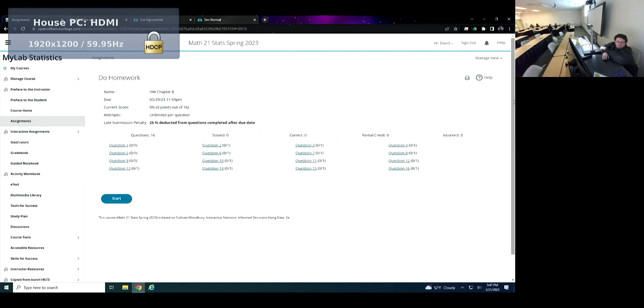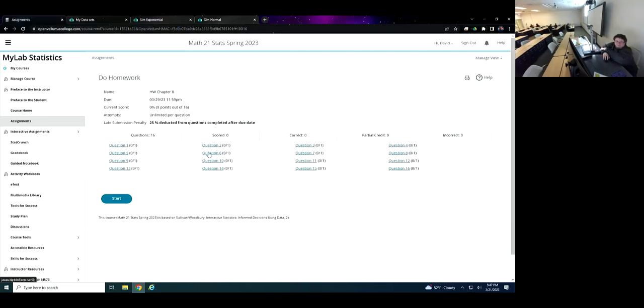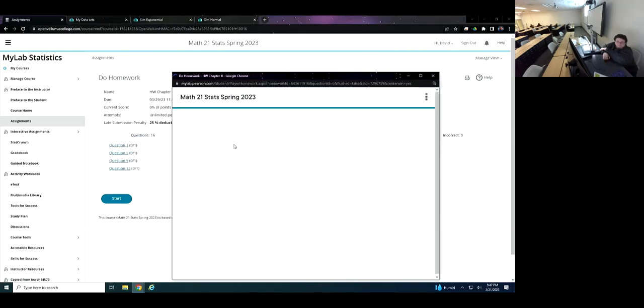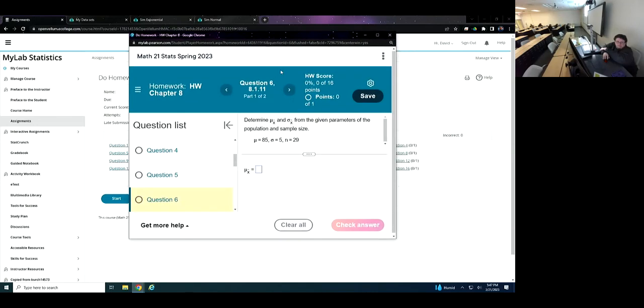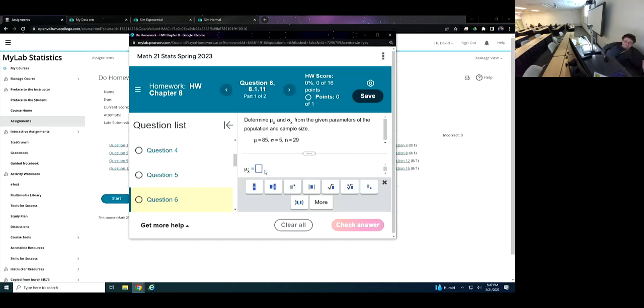So we're going to take a look at number 6 and we'll take a look at number 10. This is the chapter 8 homework. It says determine mu of x bar and sigma of x bar from the given parameters of the population and sample size. Mu equals 85, sigma equals 5, and n equals 29. So the sampling distribution is listed like this. For the sample mean, it is mu of x bar. It's always the same as the normal. It's 85.